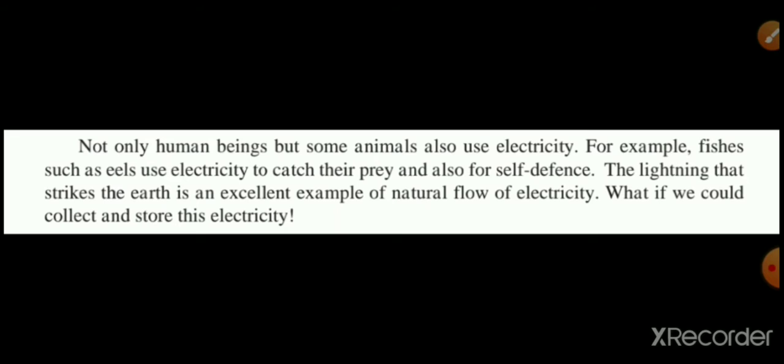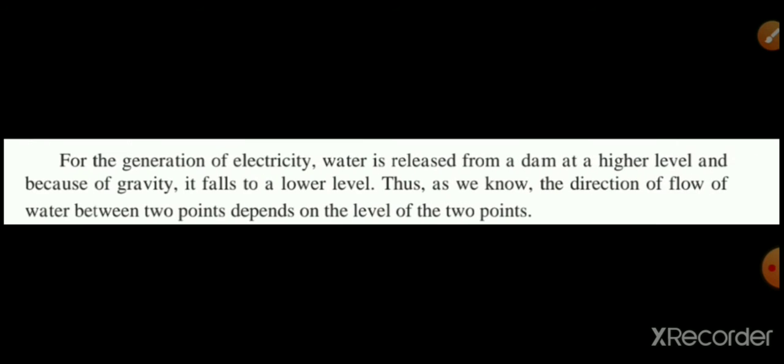The lightning that strikes the earth is an excellent example of natural flow of electricity. What if we could collect and store this electricity? You must have seen a waterfall. Which way does the water flow? For the generation of electricity, water is released from a dam at the higher level and because of gravity it falls to the lower level. Thus, as we know, the direction of flow of water between 2 points depends on the level of the 2 points.